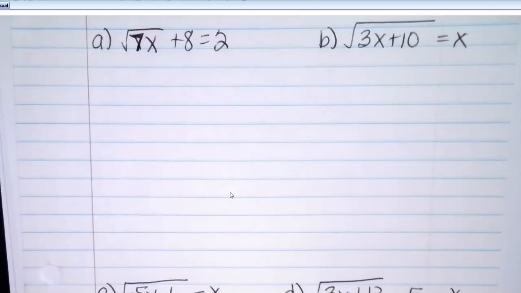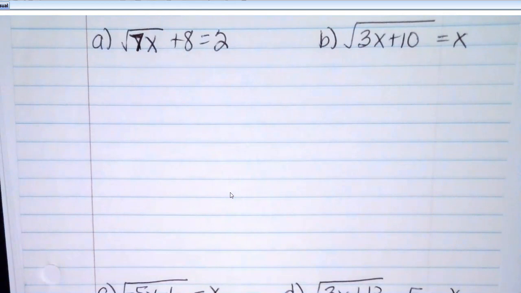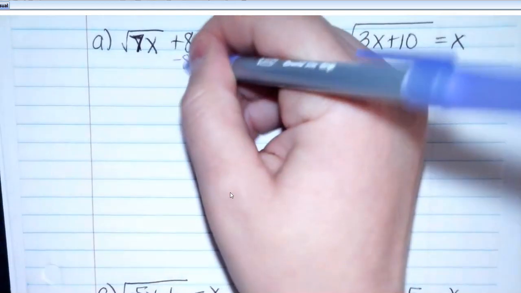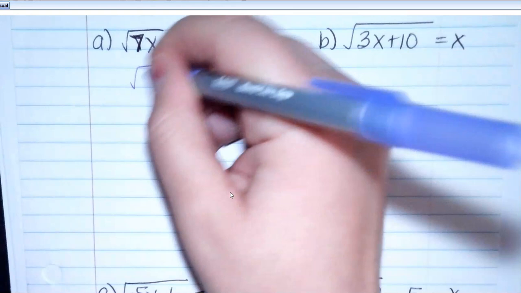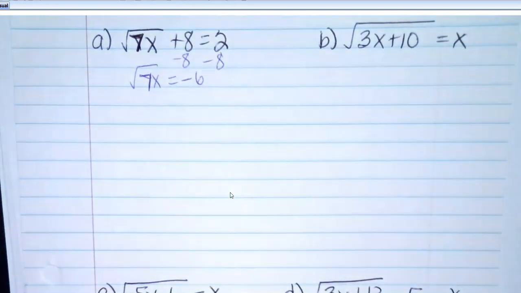All right, so in example 2, the first part, I have this equation, square root of 7x plus 8 equals 2. Now, first thing I would do is try to isolate the radical. I have the square root of 7x, and that's going to be equal to -6. Sorry, not doing a good job writing the sevens today.